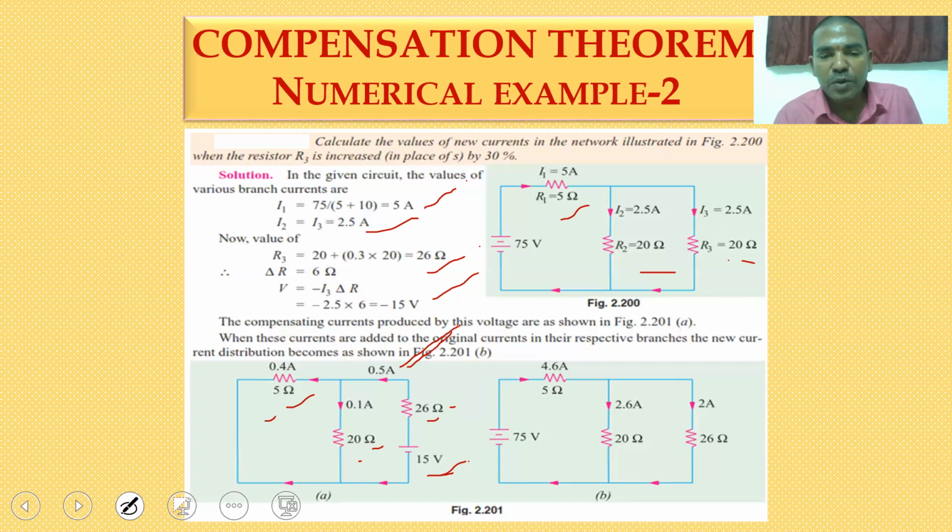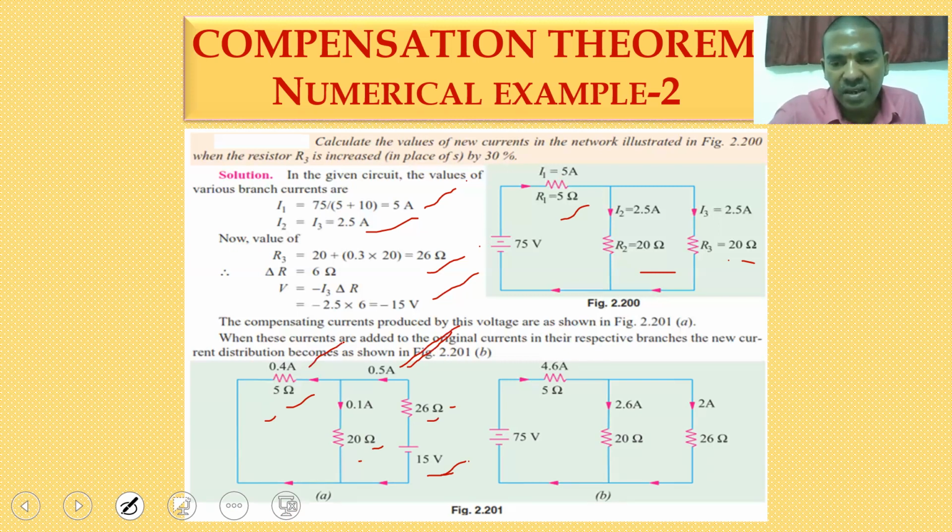Once you have the 0.5 amperes, you can go for the current division method. By using current division, the current flowing through the 5 ohm resistor is 0.5 into 20 divided by 20 plus 5, so finally you get 0.4 amperes, and the current flowing through the other 20 ohm resistor is 0.1 ampere only. So of the net current of 0.5, 0.4 amperes flows in the 5 ohm resistor and 0.1 amperes flows in the 20 ohm resistor.